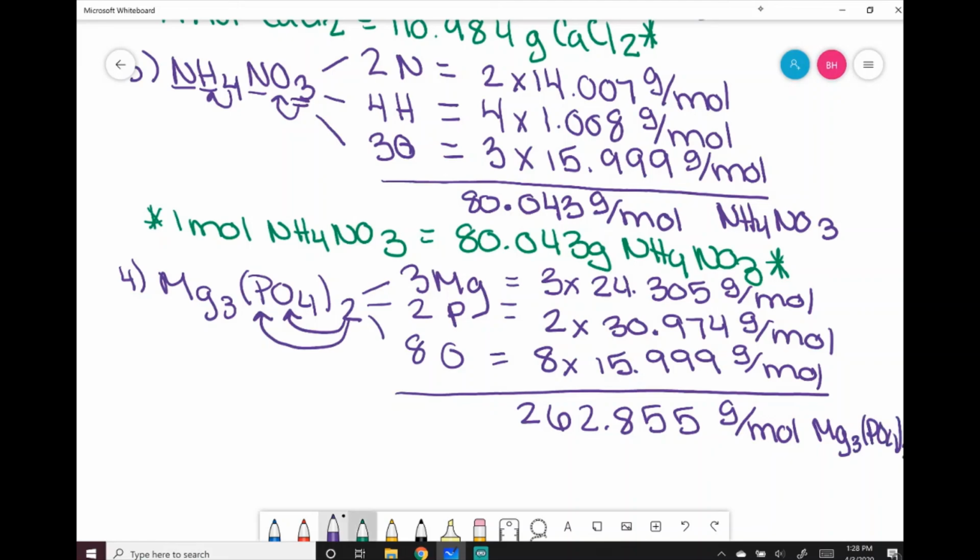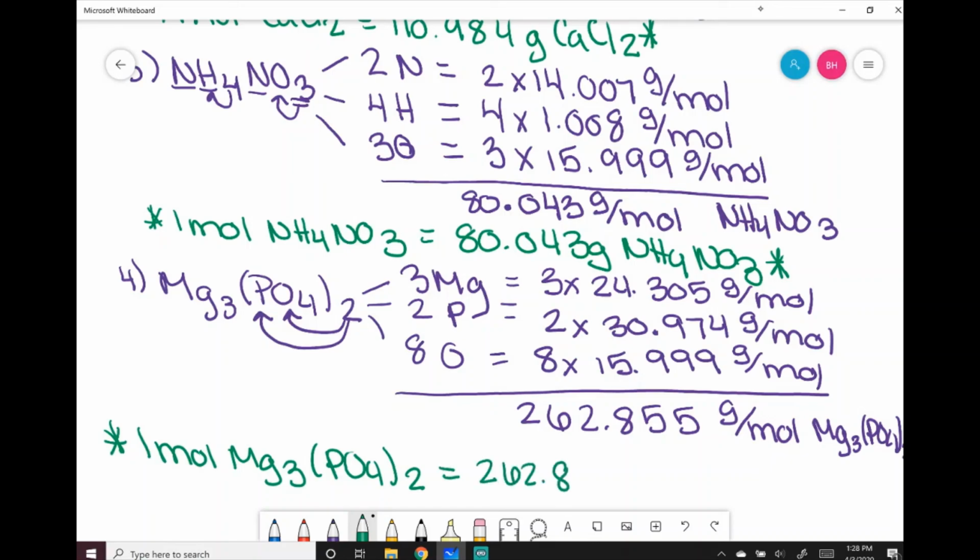So last time, I'm going to do this again. If I wanted to weigh out 1 mole of magnesium phosphate, it would have a molar mass. It would weigh 262.855 grams of magnesium phosphate. And as you can see, this one is the heaviest out of all of them. So even though they all consist of 1 mole, even though I'm talking about 6.02 times 10 to the 23rd molecules of each one of these, they all have different masses.